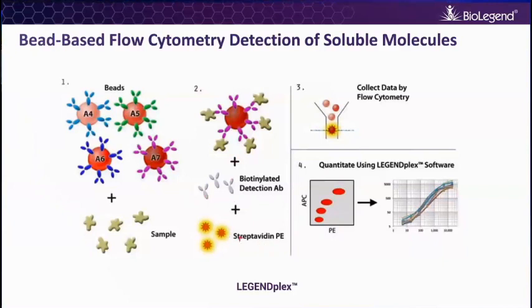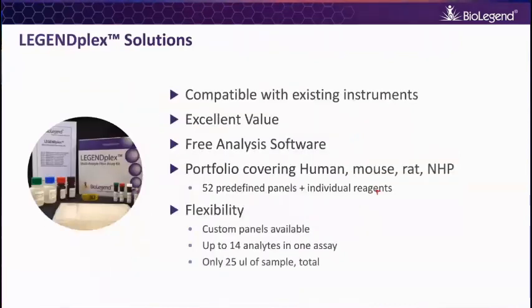That PE signal then is measured on a flow cytometer, and the amount of analyte that is present in the sample is directly proportional to the PE signal that is detected in this assay, as you can see here in this example, in this standard curve. Now, to explain a little more about our multiplex solution, we call it LEGENDplex.